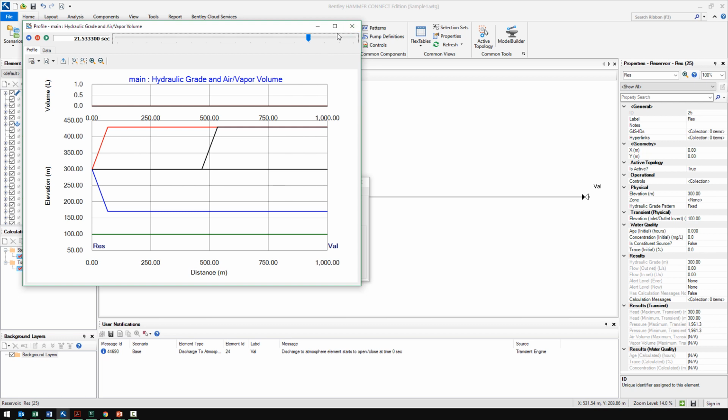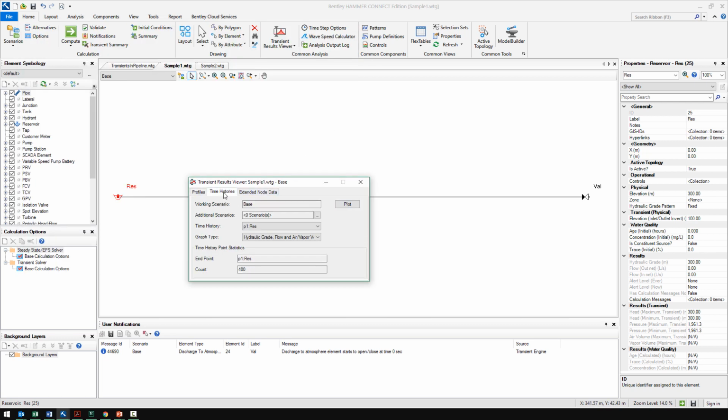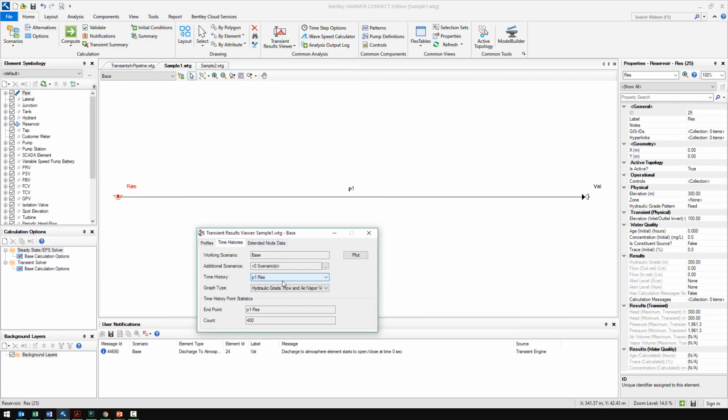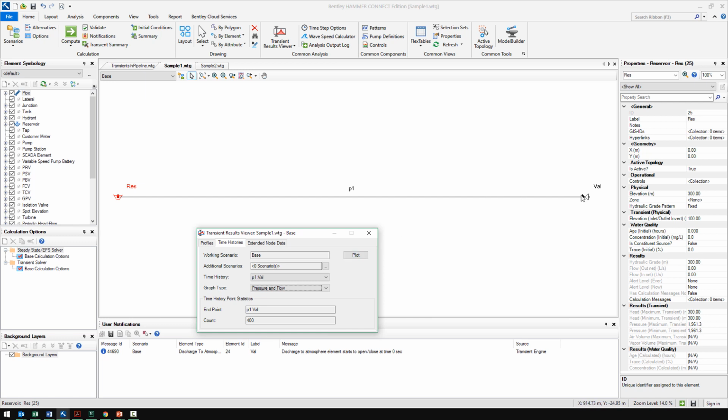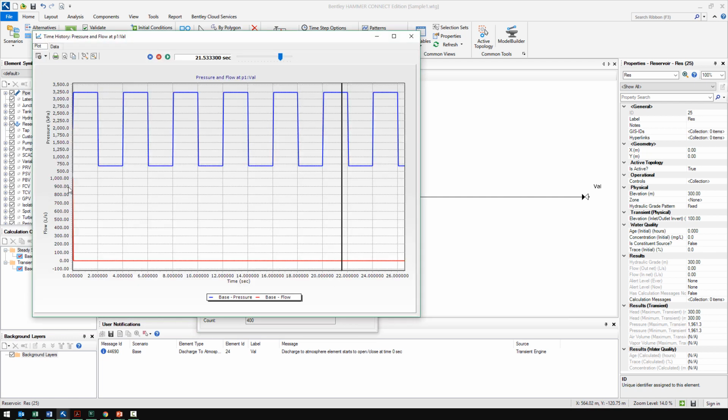So what we're going to do here is also show you a time history. A time history is basically a graph. So if I look at a graph of, let's say, pressure and flow next to the valve that's being closed, we can see here it starts at 1,000 liters per second, goes to 0, and then we see the result of the pressure waves reflecting back and forth. We see that it never really dissipates.